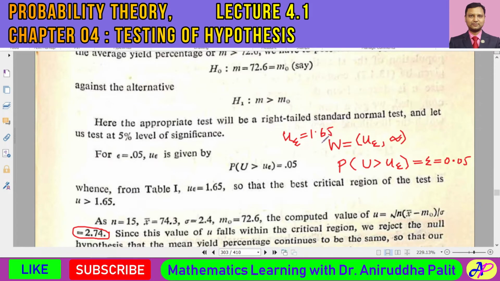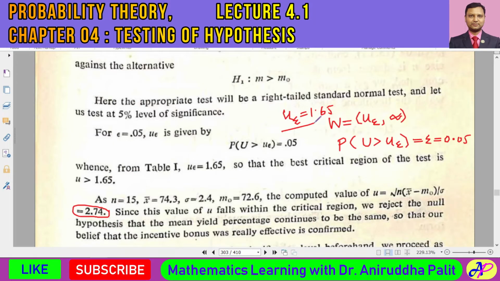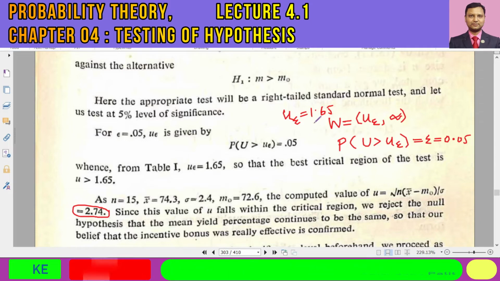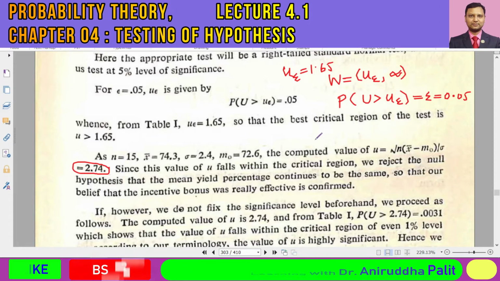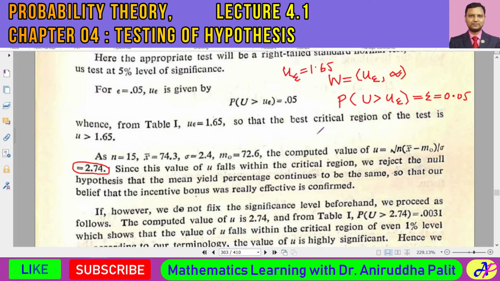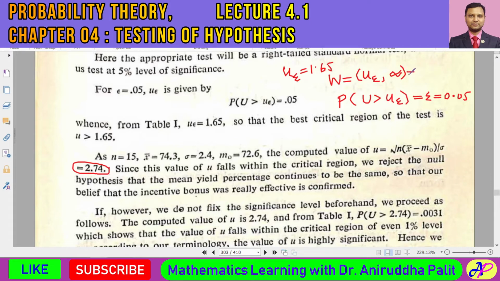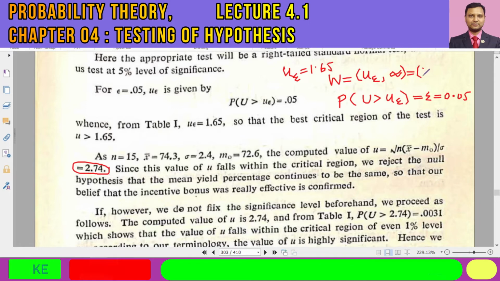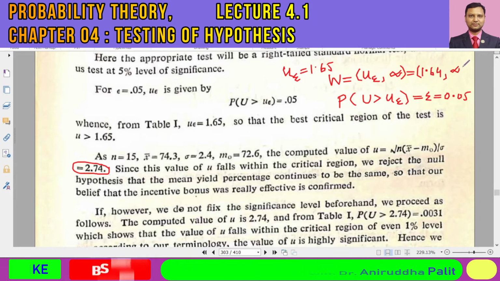the value of u epsilon up to 3 decimal places. This was a result up to 2 decimal places. As far as I can remember, the value of u epsilon up to 3 decimal places would be, I think, 1.645, something like this. Anyway, whatever it is. So now you see the critical region. This critical region would be this type of region starting from 1.64 to infinity.